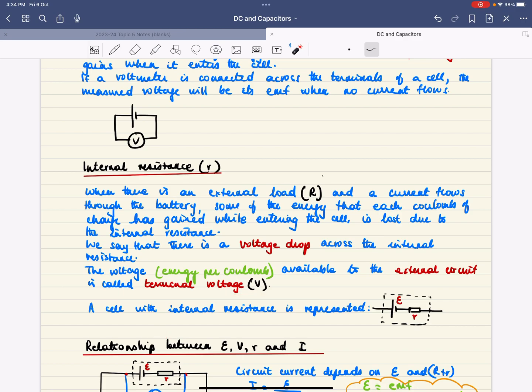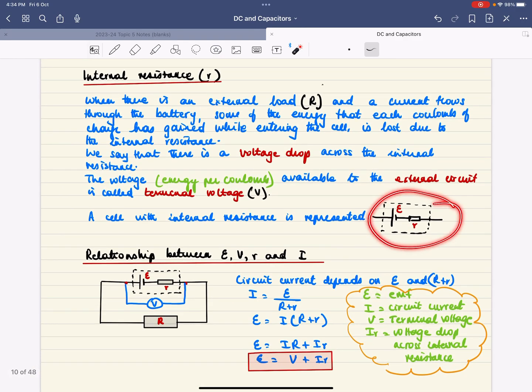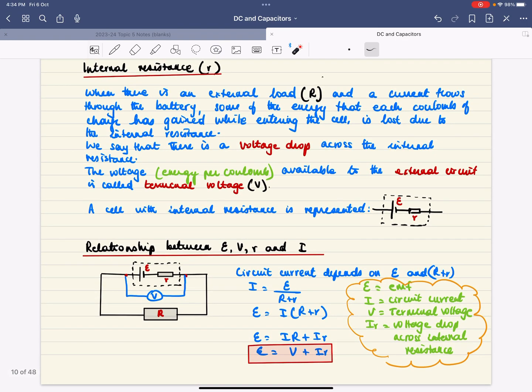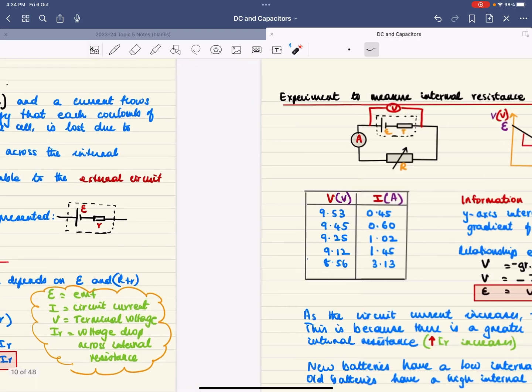A cell with internal resistance is represented like this. The dotted line says that it can't be separated. The relationship between EMF, terminal voltage, internal resistance, and current: the current in the circuit depends on the total voltage and the total resistance. So that's your current. You rearrange and you get that formula, and there's your EMF, your current, your terminal voltage, and Ir is the voltage drop across the internal resistance.